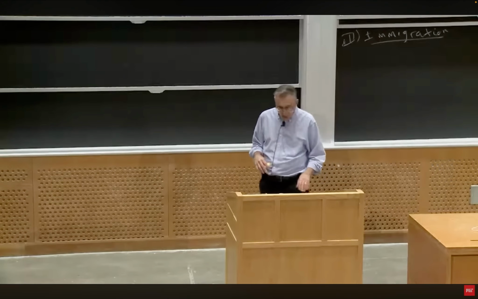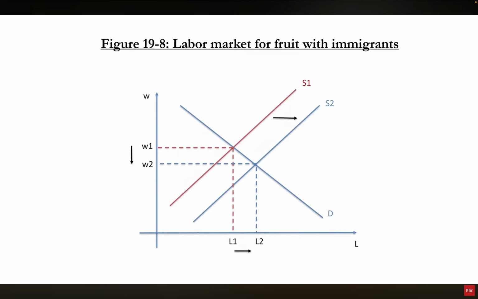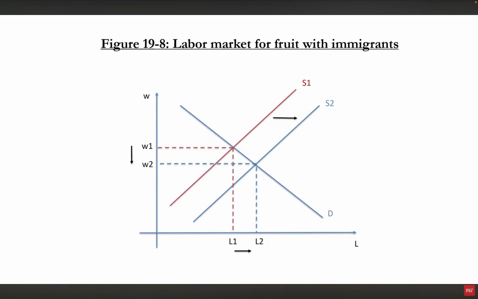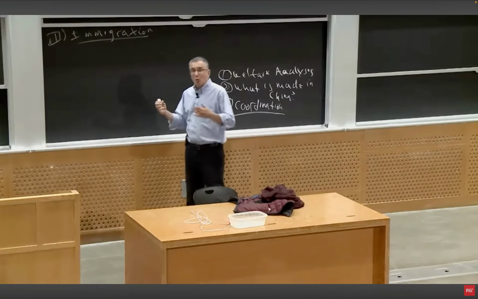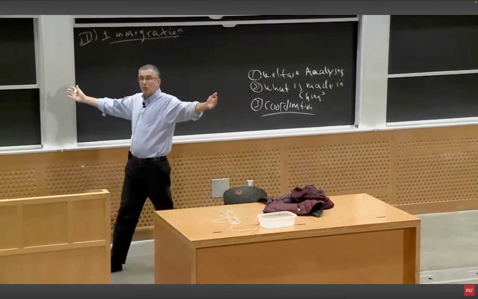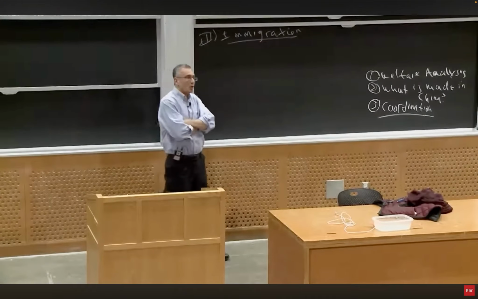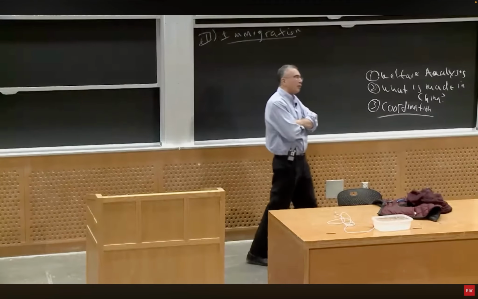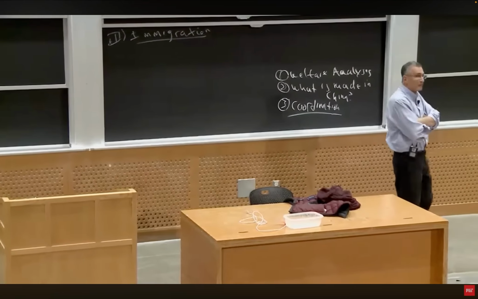Okay? On the other hand, figure 19.8 is why many people in America don't like immigration, which is the wage falls. So it's once again a standard trade-off, much like trade. By allowing immigrants in, we allow more consumer surplus through cheaper fruit, but we lower the wage that workers get in the fruit-producing sector. And I don't need to go through the graphs to show you that the former dominates the latter. Overall, we're better off with immigration.